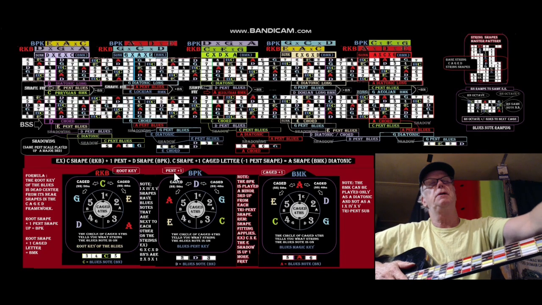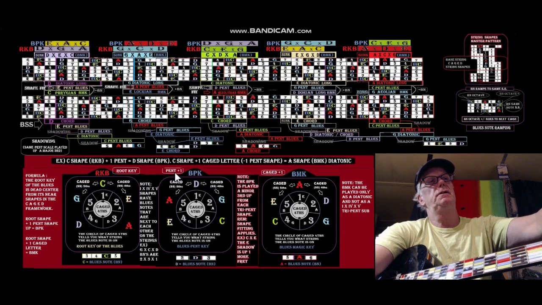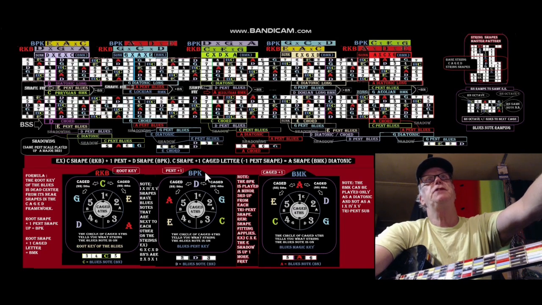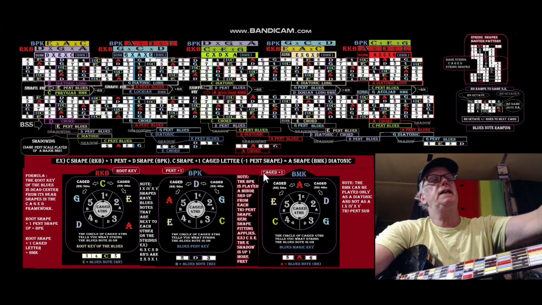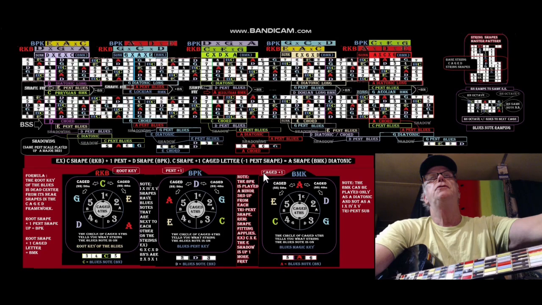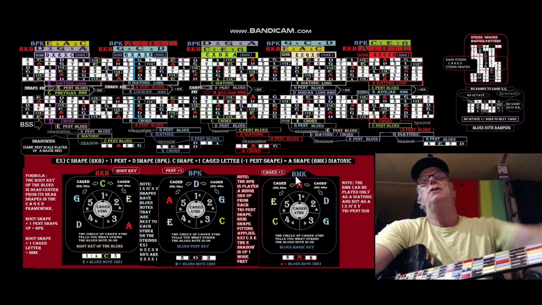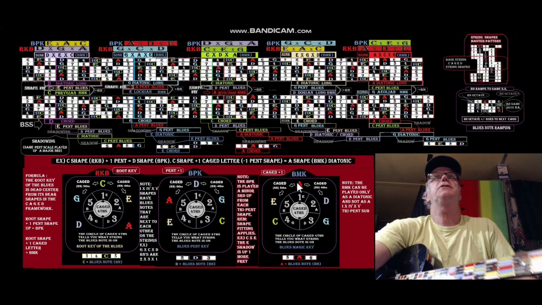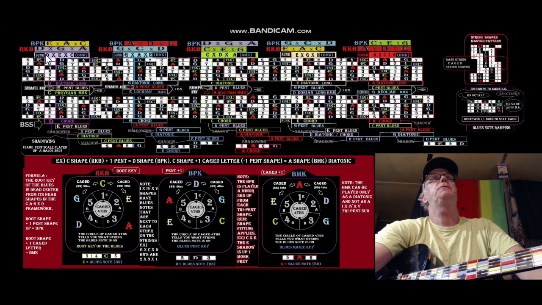Here's C shape. Add 1 pent shape, we get to a D shape, so we would be doing a D shape for the blues pent key, and then add 1 cage shape. Here's cage, C, A, G, E, D. It's just like the mirror image of a pentatonic scale. It's a descending pentatonic scale. So we add 1 cage letter, C goes to A. So we'll have A for the blues magic key, and these 2 guys have to be shape fitted.